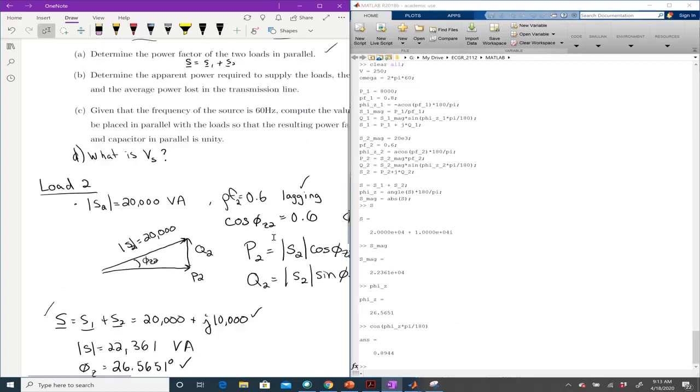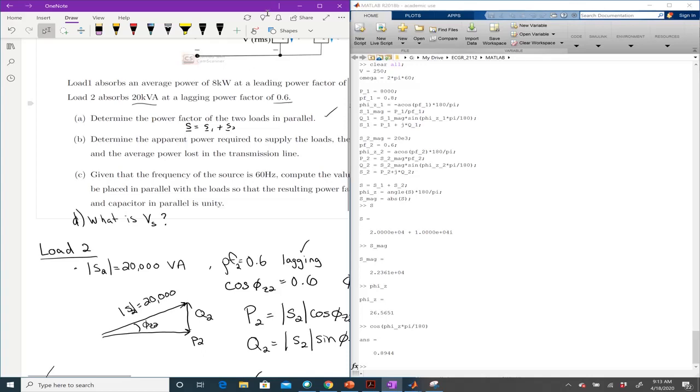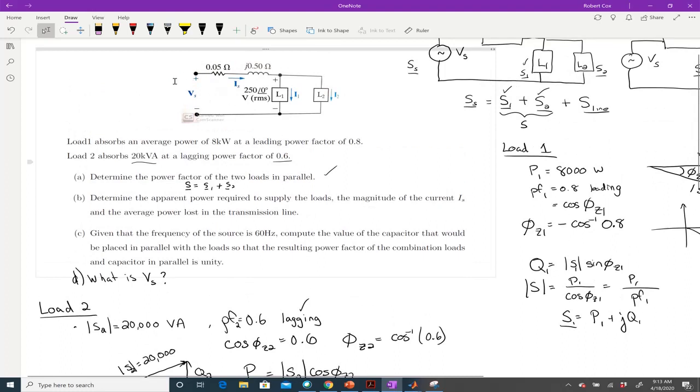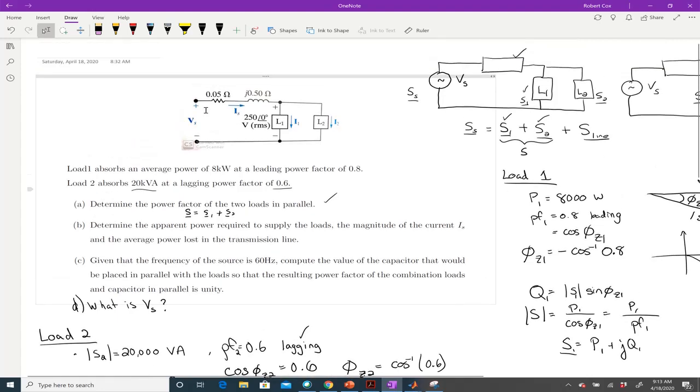Okay, so we've solved part A here. Now what we're asked to do is find the apparent power required to supply the loads, so the total power basically coming out of this source, the magnitude of the current I sub s, and the average power lost in the transmission line. Right now we haven't been told anything about what V sub s is, so I don't know the voltage across these components. I know nothing about that.